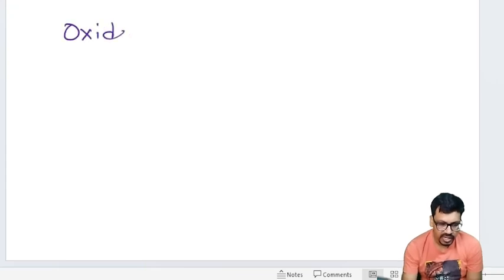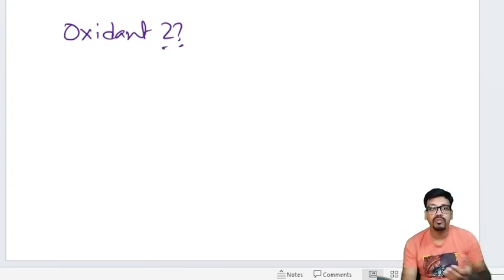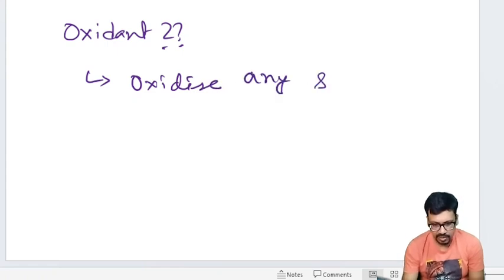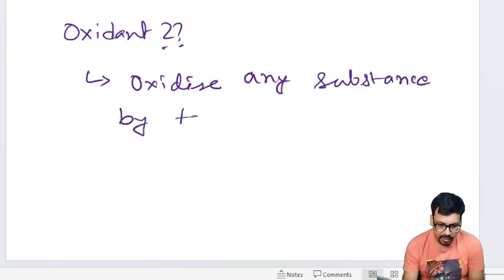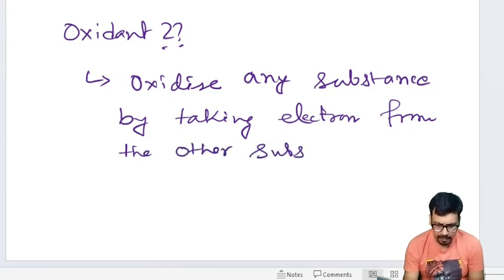And what is an oxidant? An oxidant can oxidize any other substance by removing electrons from the other substance. Clear? So it can oxidize any substance by taking electrons from the other substance. Clear?